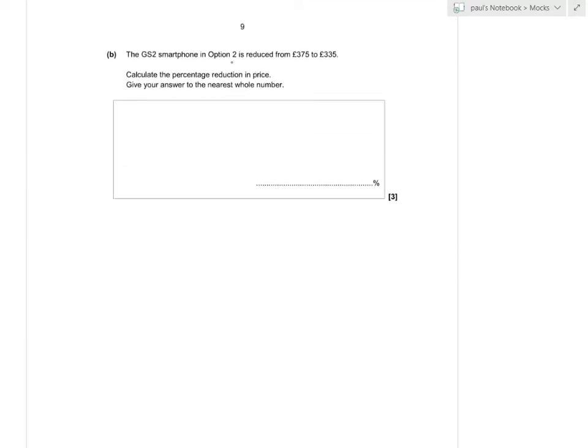Right. The G-Phone smartphone option 2 is reduced from £375 to £335. Calculate the percentage reduction. So it's the difference over the original times 100. The difference is £40 over 375 times 100. So 40 divided by 375 times 100 is 10.6 recurring, so it's 11 to the nearest whole number.